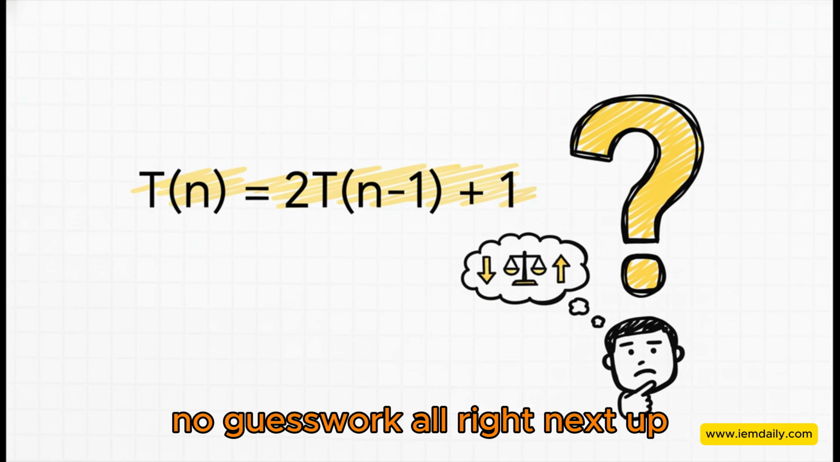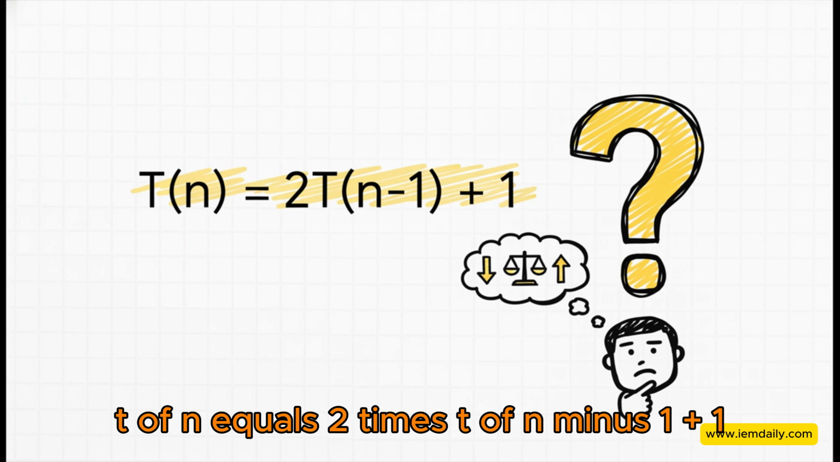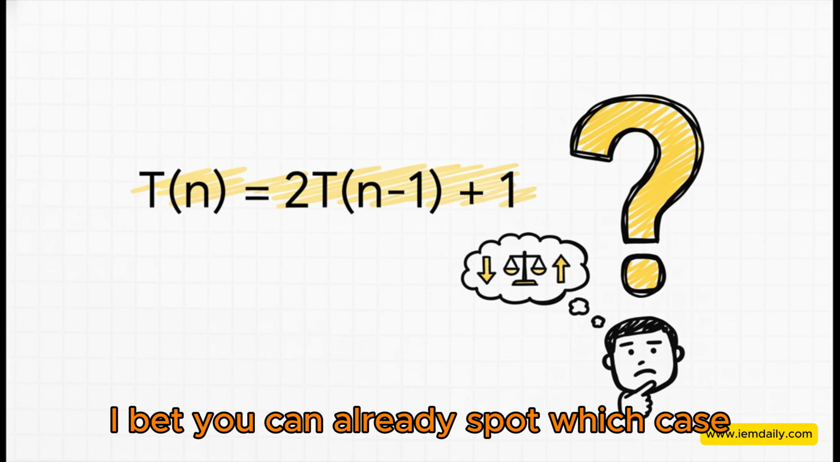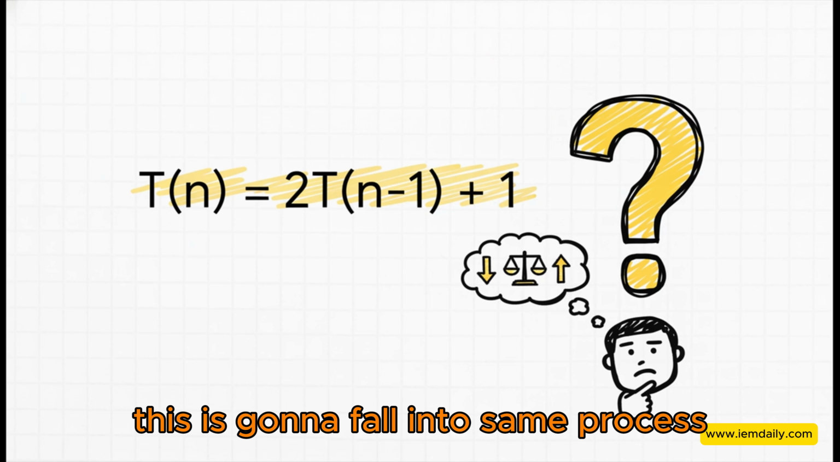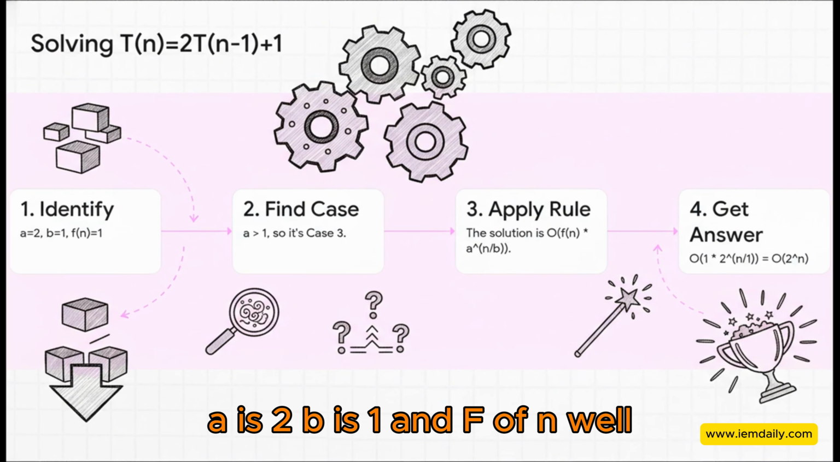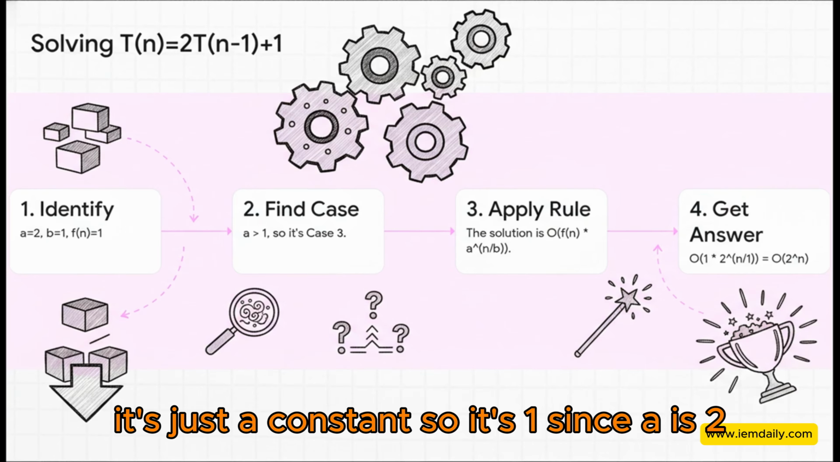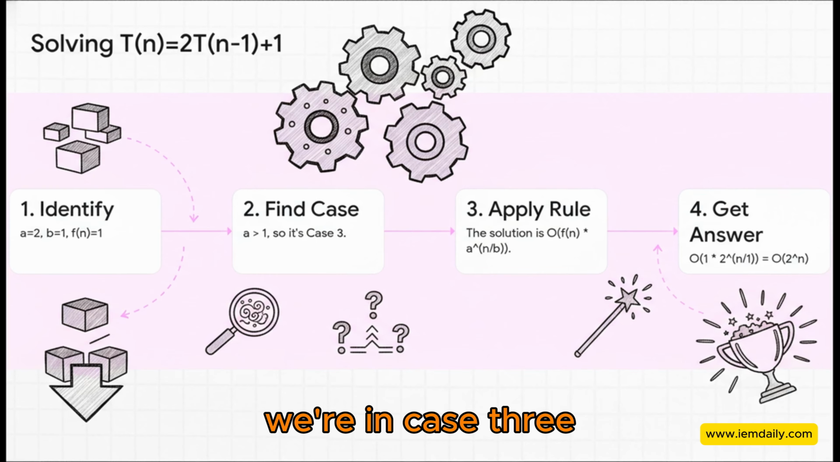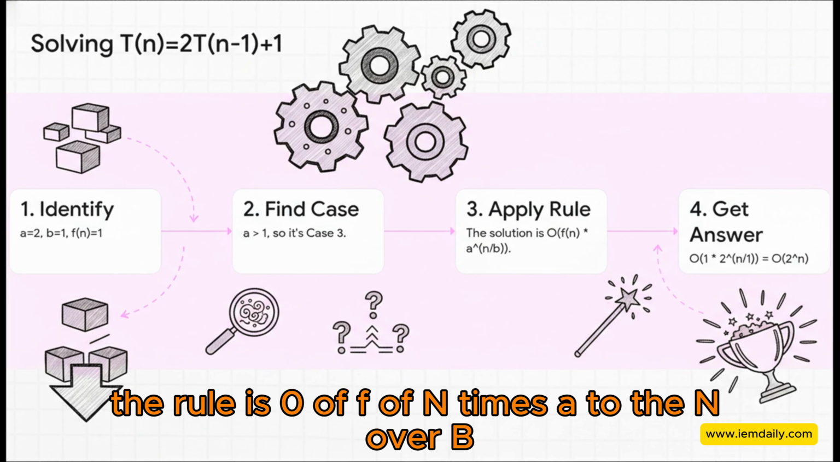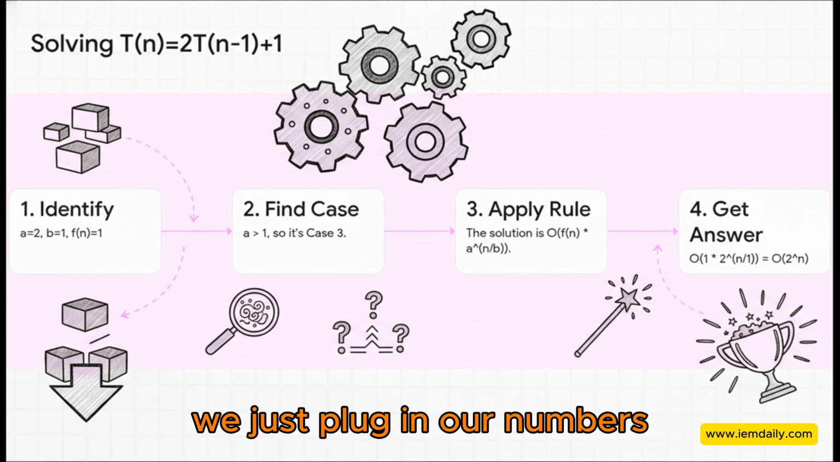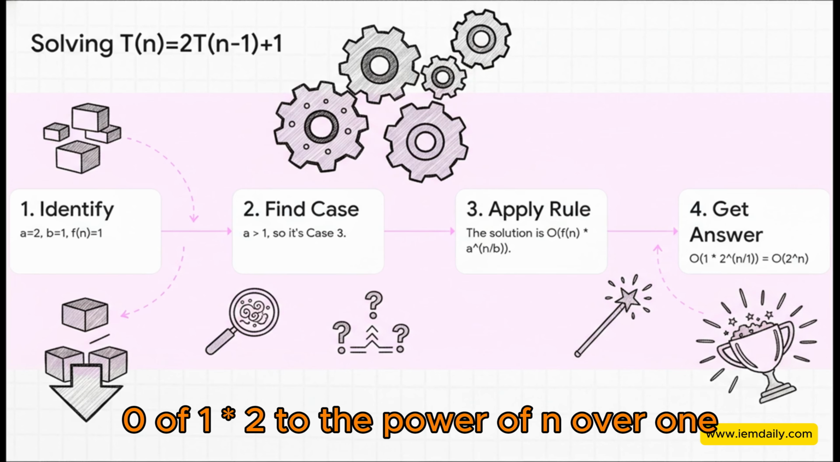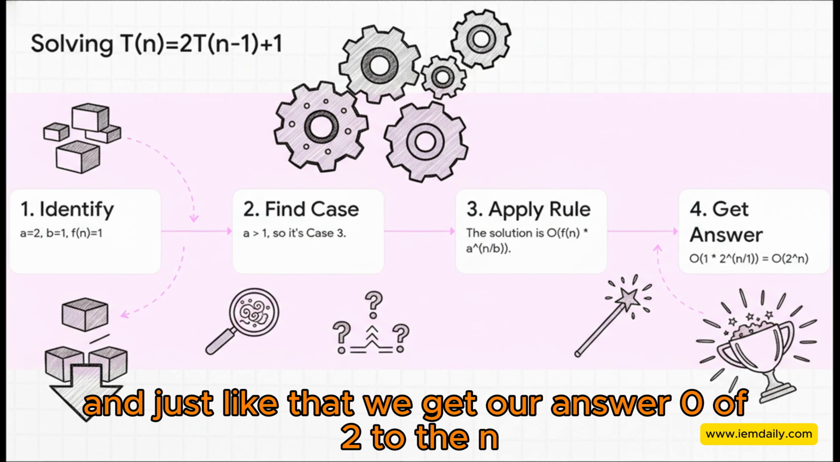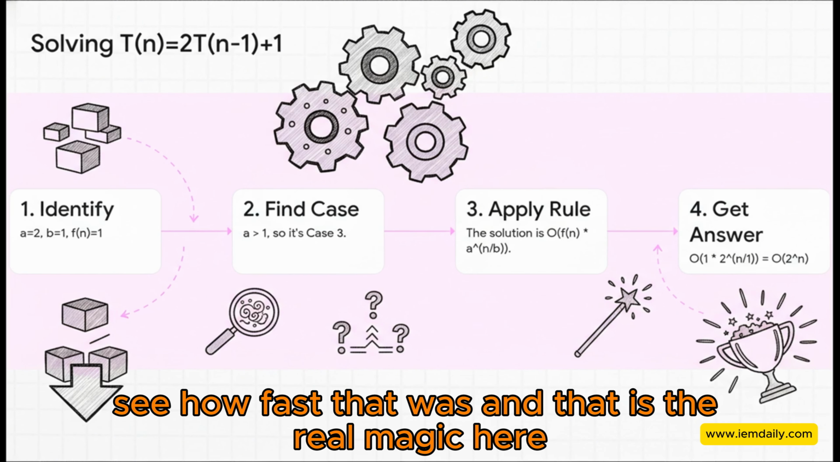All right, next up, T of n equals 2 times T of n minus 1 plus 1. I bet you can already spot which case this is going to fall into. Same process. a is 2, b is 1, and f of n, well, it's just a constant, so it's 1. Since a is 2, that's bigger than 1, so boom, we're in case 3. The rule is O of f of n times a to the n over b. We just plug in our numbers, O of 1 times 2 to the power of n over 1. And just like that, we get our answer, O of 2 to the n. See how fast that was?